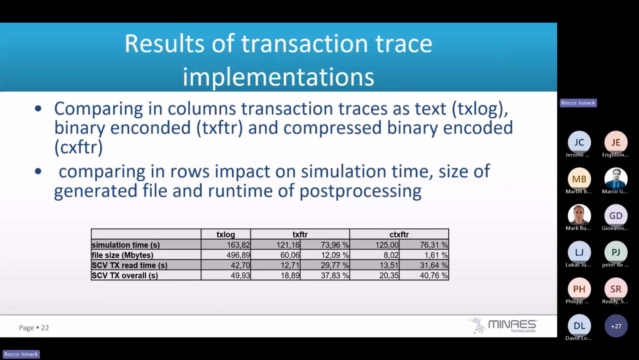And for transaction traces, we have shown something similar. This TX log is a text output, so this is text-based tracing. Then there is an FTR-based implementation. This is what we call lightweight tracing, and on top of this lightweight tracing you can even do some additional compression, which reduced the file size a little bit, with relatively little overhead if you compare the 76% versus 73% on the overall runtime.